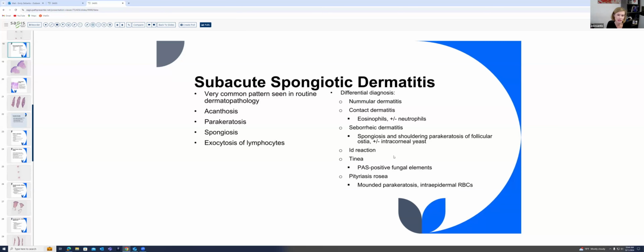Subacute spongiotic dermatitis is probably the most common pattern that we see under the microscope, the most commonly biopsied form of spongiotic dermatitis. These lesions show acanthosis, typically some parakeratosis, mild to moderate spongiosis, and lymphocyte exocytosis. There's a very broad differential diagnosis for spongiotic dermatitis that always requires a bit of clinical pathologic correlation, unless, of course, we have a positive PAS stain.